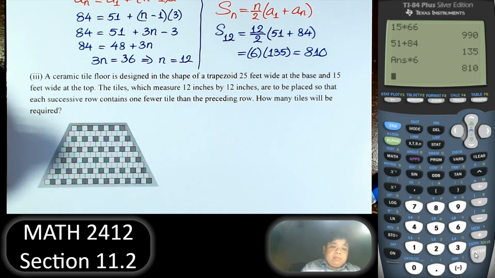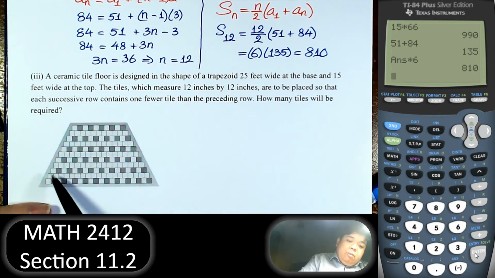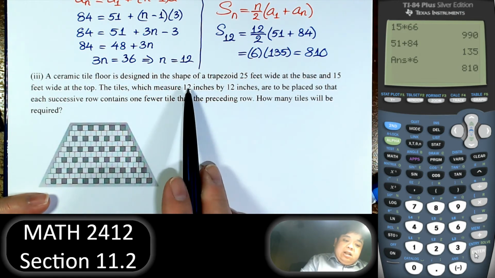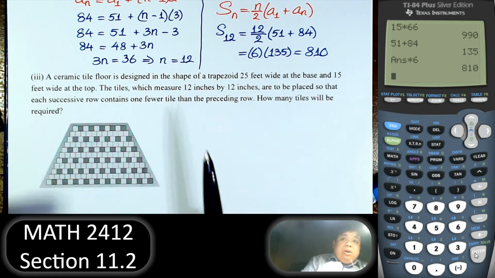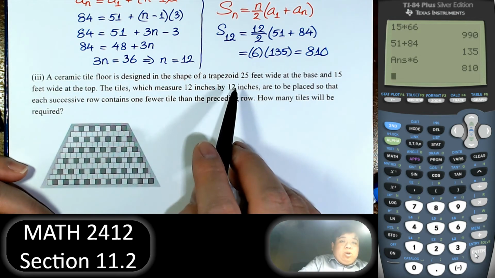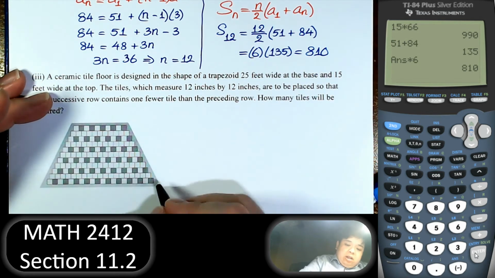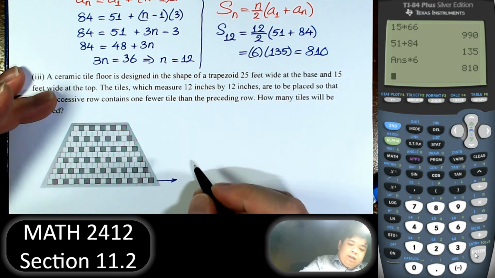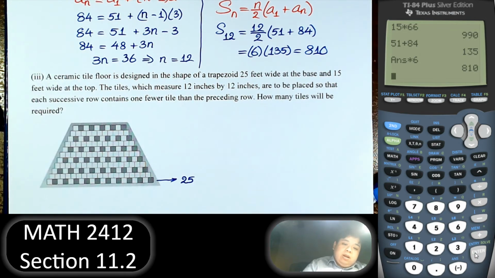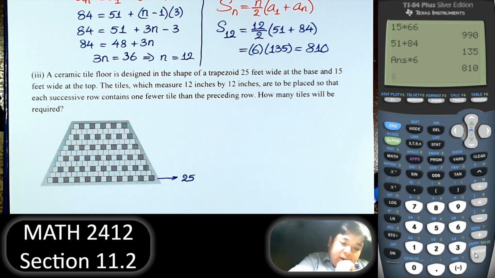So this is what we have. The bottom row is 25 feet, and a tile is 12 by 12 inches, which is also 1 foot by 1 foot. So the bottom row has 25 tiles.